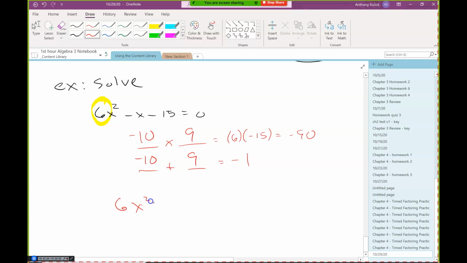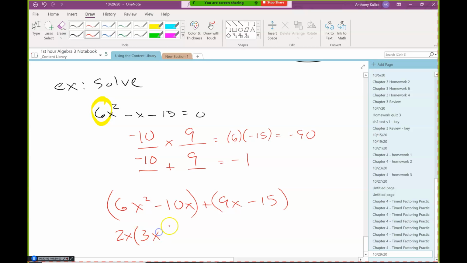So remember what we do with that. We replace the negative 1x with a negative 10x plus 9x, and then we make two groups. Now we're going to look for a greatest common factor in the first group. So between 6x squared and negative 10x, our greatest common factor is 2x. Yes, very good.